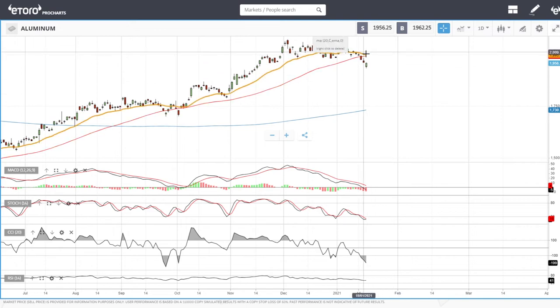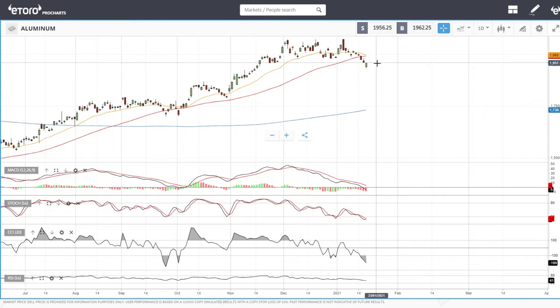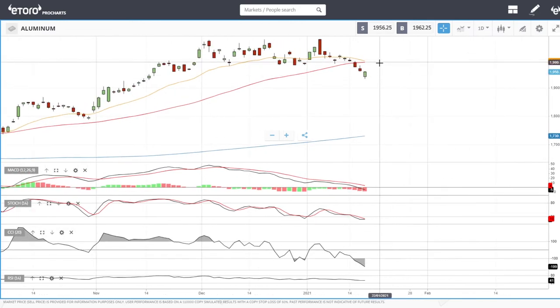If the 20 exponential and then the 50 basically cross, that could mean that we are going to see this market go significantly lower. If we rally up towards the 20 exponential moving average and that proves to be resistant and we cannot break through it, that means that we are going much lower. We're going down to 1900 and then we're going all the way down to 1800 and probably all the way down to the 200 moving average at 1730.